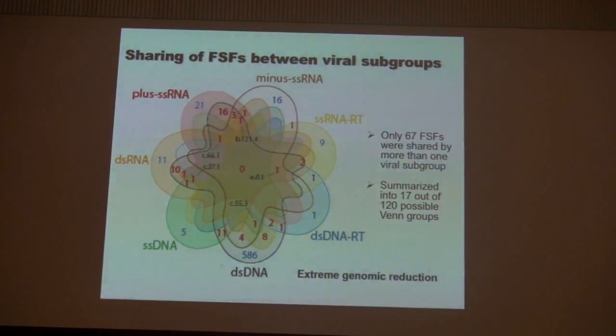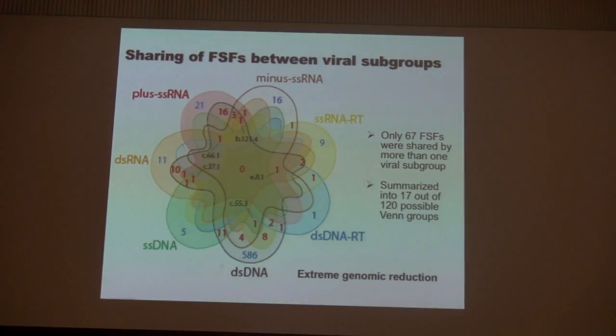The 67 fold superfamilies that are shared between viral supergroups, with more than one viral subgroup, can be summarized in 17 out of 120 possible Venn groups. So it's only 17. That means that it's an incredible bias. A bias like this has to come from an evolutionary point of view. There's no other way to explain this incredible bias that we have here.